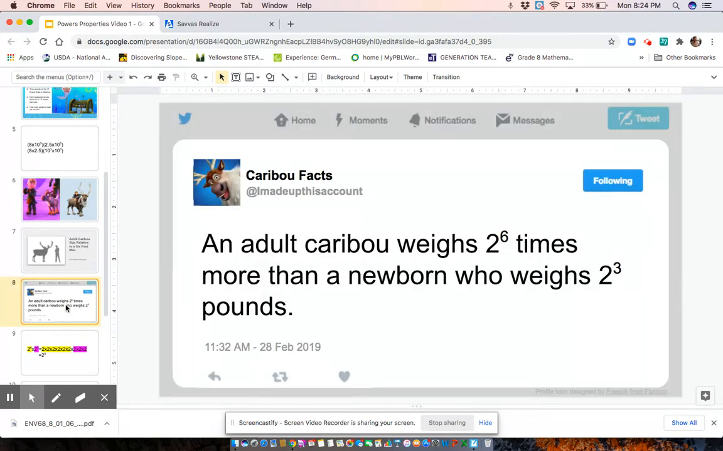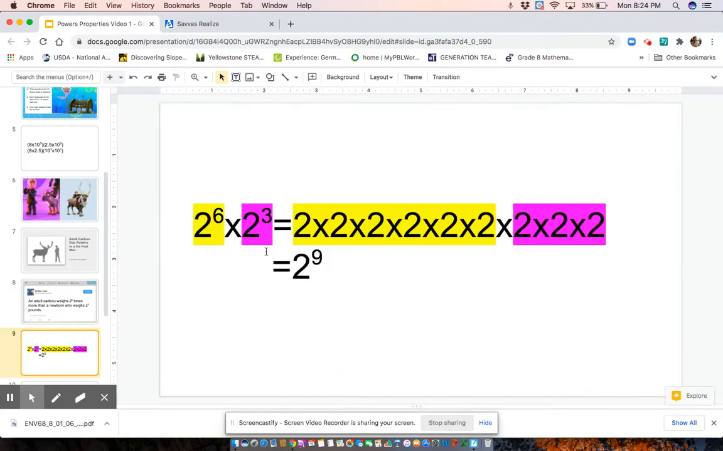Here's a caribou fact. An adult caribou weighs 2 to the 6 times more than a newborn who weighs 2 to the third pounds. So if I was to figure out what's 2 to the 6 times more than 2 to the third, here you can see I'm multiplying those two powers that have the same base of 2 but different exponents. And so using different colors, you can see I wrote what we call expanded form. That's the repeated multiplication shown here. So there are 6 2's here and 3 2's here, right? So that's a total of 9 2's that we got. So I could write this as 2 to the ninth, right?